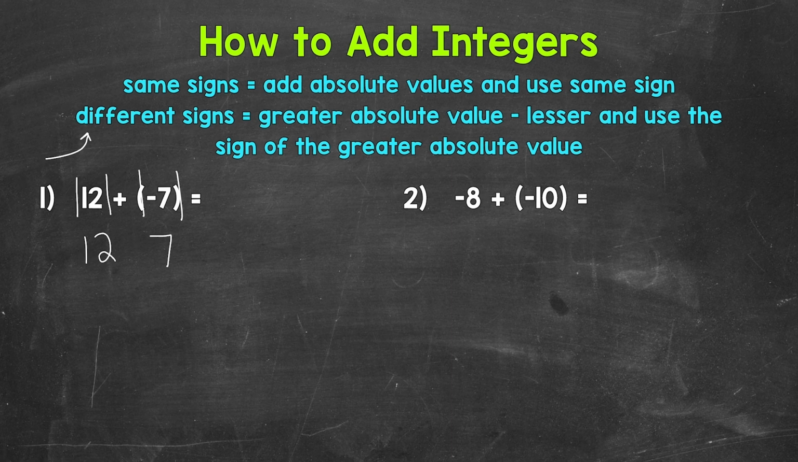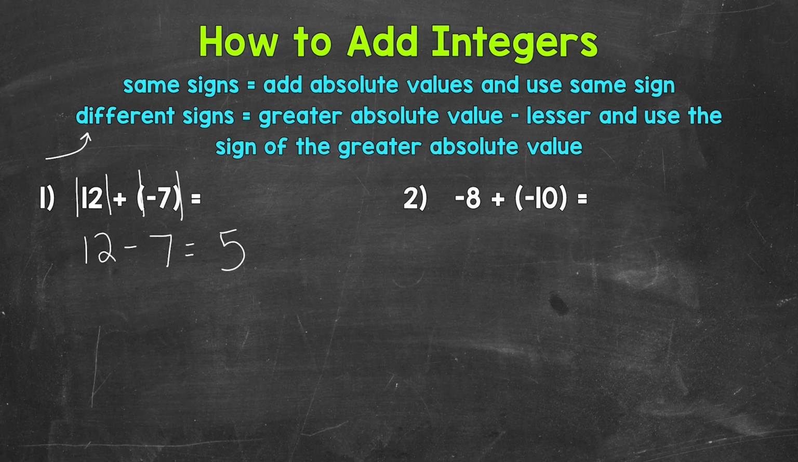Now we take the greater absolute value and subtract the lesser. These are already in order, so we can subtract. If the larger absolute value comes second, you can always switch the order to find the difference if need be. Let's subtract. So 12 minus 7 is 5. Now we need to determine if our answer is going to be positive or negative.